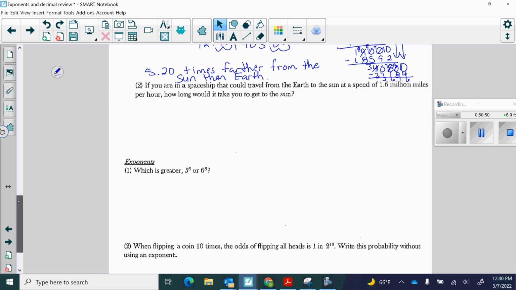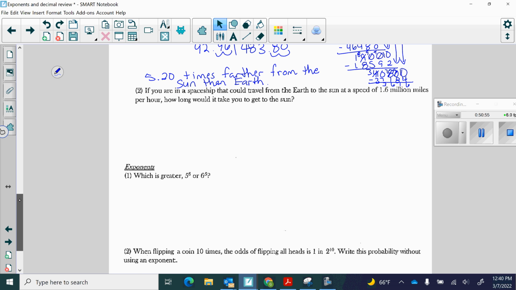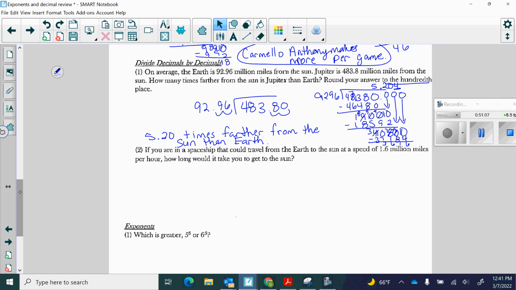Number 2, if you were in a spaceship that could travel from the Earth to the sun at the speed of 1.6 million miles per hour, how long would it take you to get to the sun? So, going back to how far the sun is from the Earth, it is 92 and 96 hundredths divided by 1.6. I moved my decimals, so now I have 16 into 929.6, bring up my decimal.